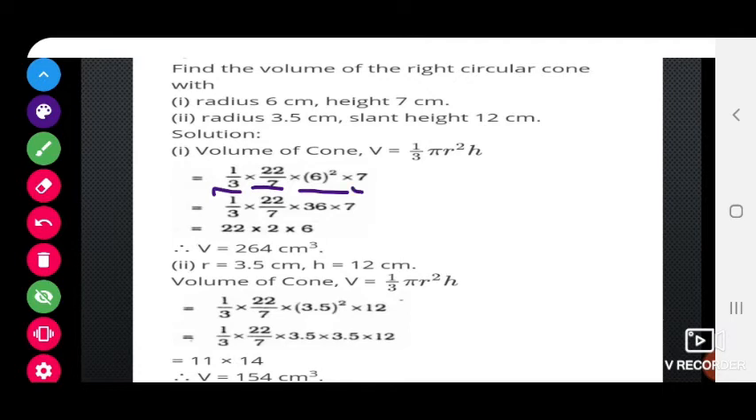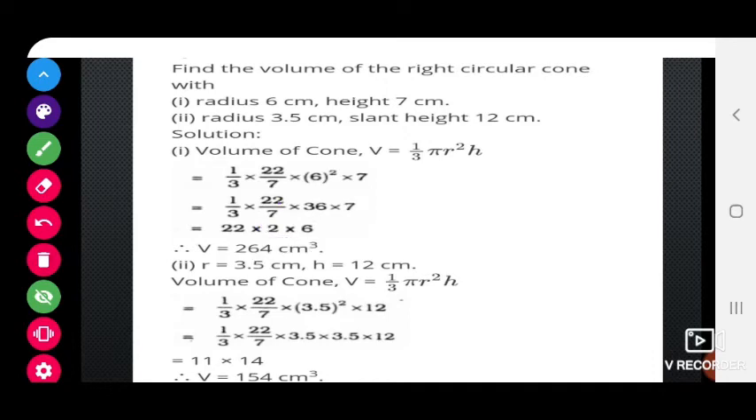So 1/3 into 22/7 into 6 square, 6 into 6 is 36, into 7. Here the 7 and 7 will get cancelled. 3 ones are 3, 3 twelves are 36. So the remaining is 22 and 12. 22 into 12. 12 we can write as 2 into 6, so 22 into 2 into 6. We will multiply: 264 centimeter cube.